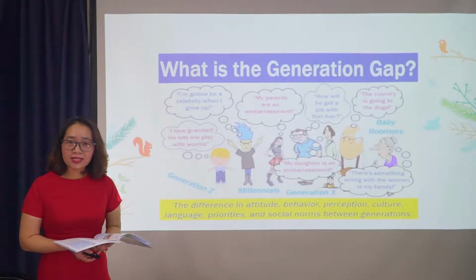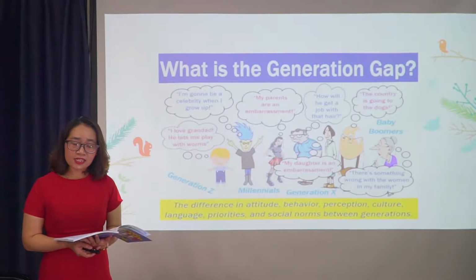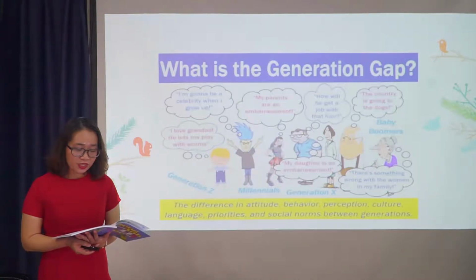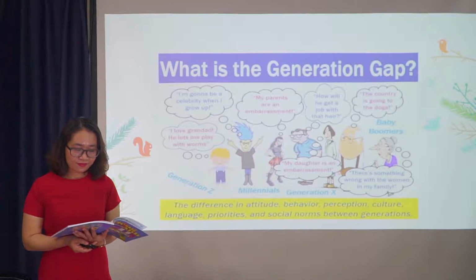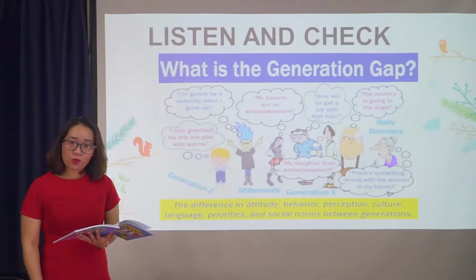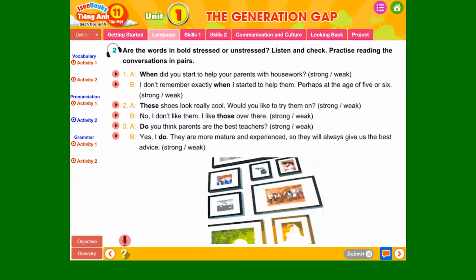Now to check your understanding about the stressed or unstressed. Now we come to activity 2. Are the words in bold stressed or unstressed? Listen and check. We use IseeBooks to do the exercise. Two. Are the words in bold stressed or unstressed? Listen and check. Practice reading the conversations in pairs.